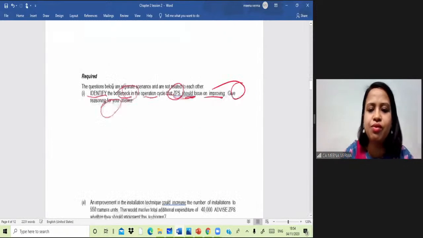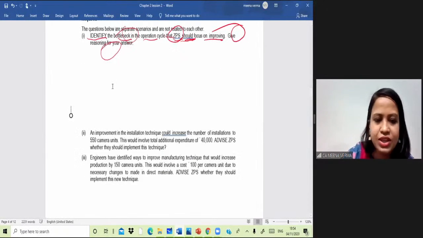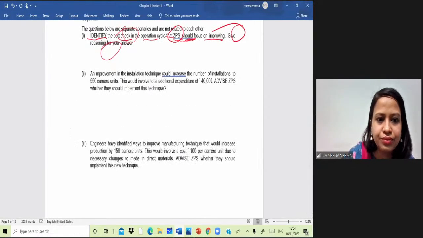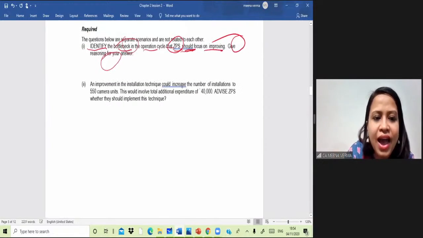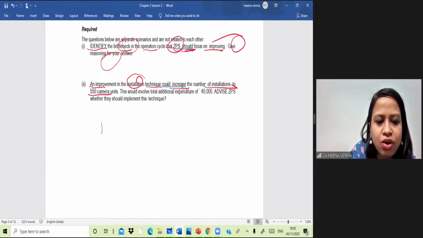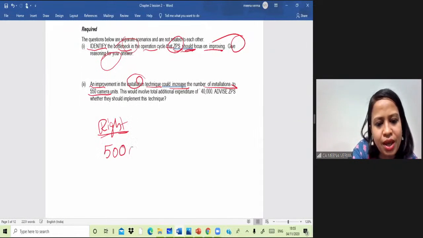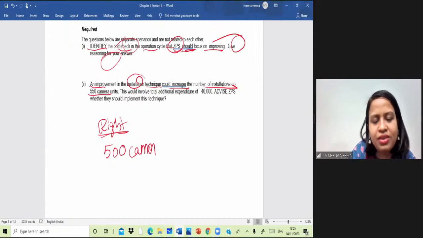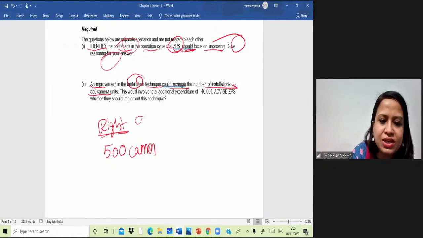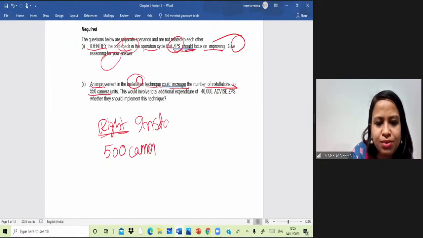Now the next point. Let us read the next point. It says that an improvement in installation technique could increase the number of installations to 550. Right now, at present, they can install a maximum of 500 cameras. Now, this is the bottleneck place. Installation is the bottleneck place.